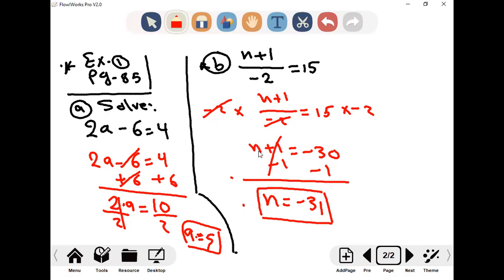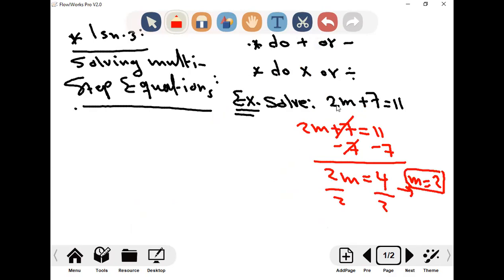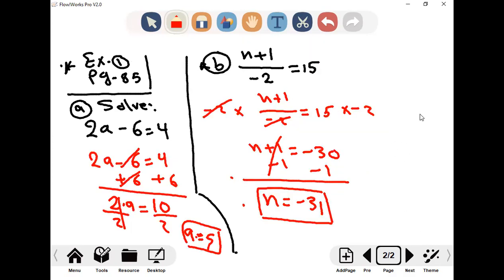So here I prepared it first, and I get rid of this negative 2. Then it will be n plus 1 equals negative 30. It's a one-step equation. Got it? It depends on the situation. But for something like this, look at this: 2a minus 6 and 2m plus. This is two-step equations. Do plus or minus, then do the multiplication or the division, depending on what we have, okay? Anything else?